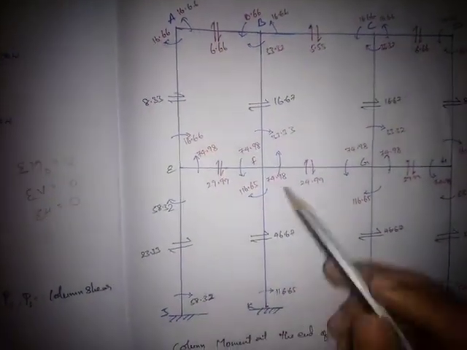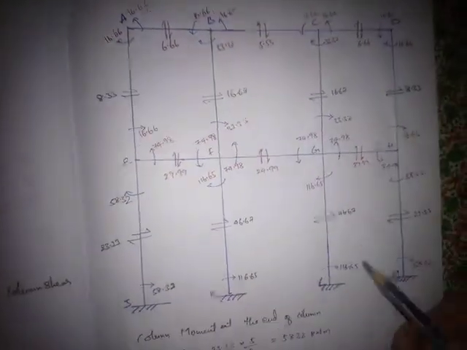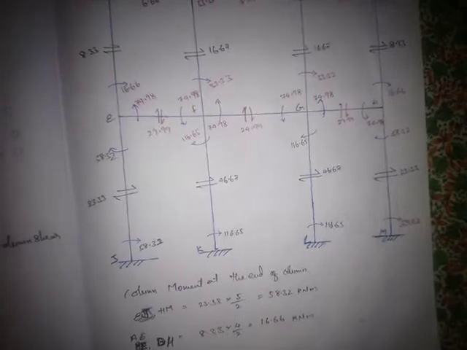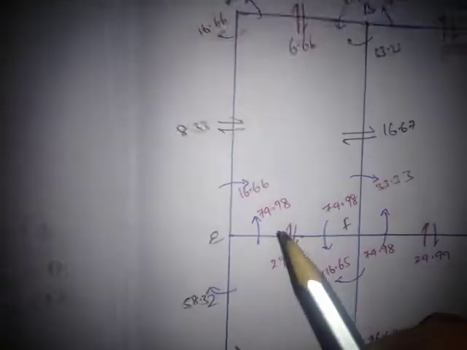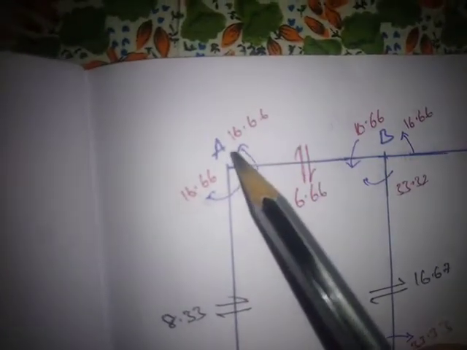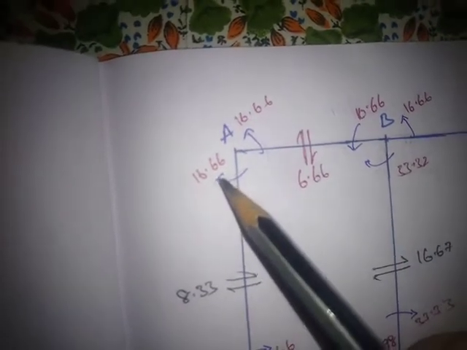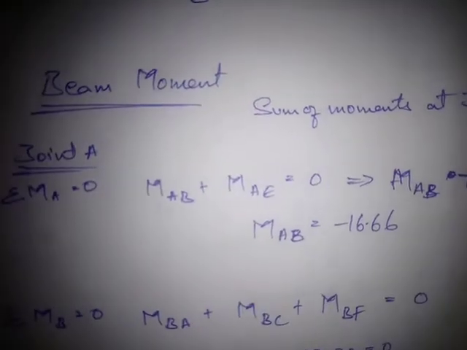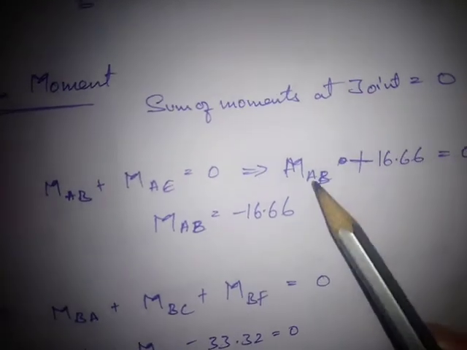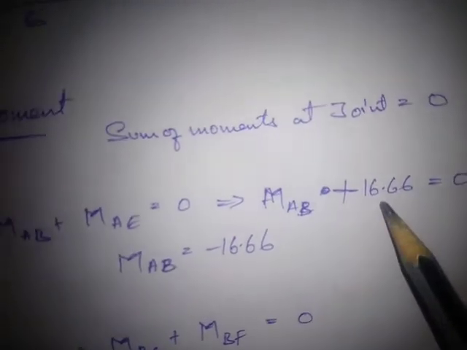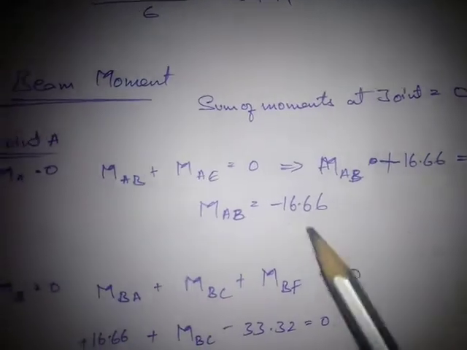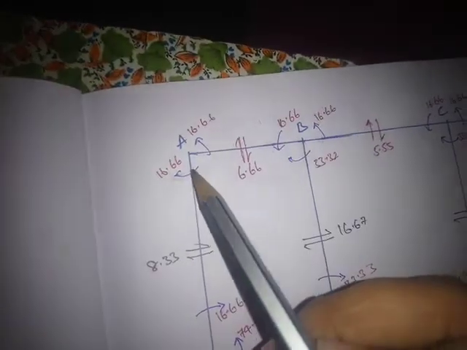Okay, then after that we are supposed to give the beam moments. So how do we simplify these beam moments? First we will take the joint A. If we take joint A, sum of moments about this joint is equal to what? That is MAB plus MAE equals 0, where MAB is unknown, which is the beam member, and MAE is the column member, which is known. So the moment MAB is minus 16.66, which is an anti-clockwise moment.